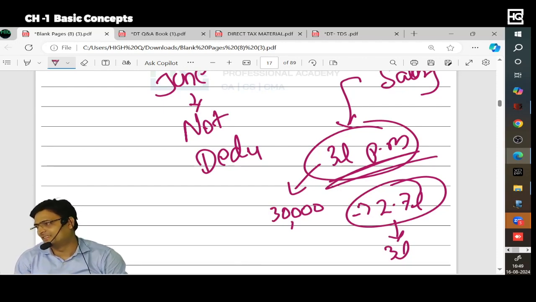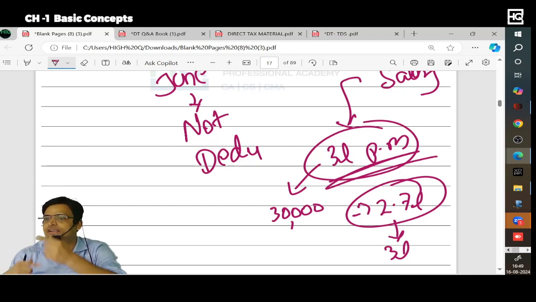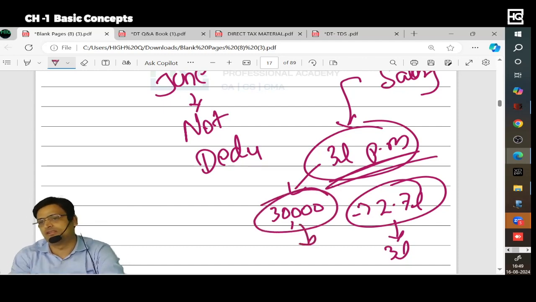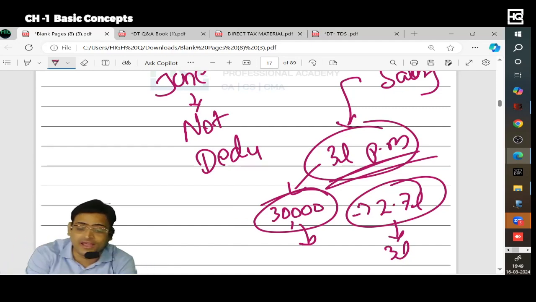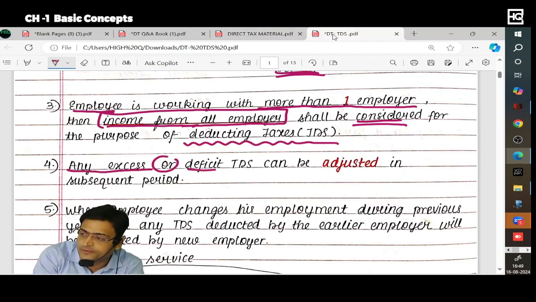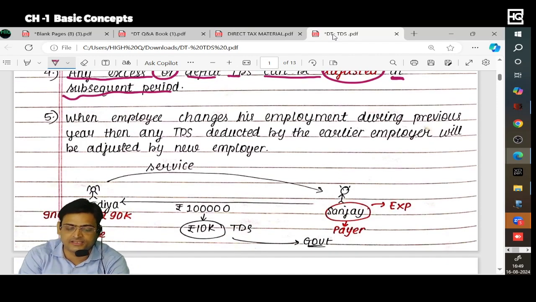Answer is yes. These are technical problems. Sometimes there will be less deduction, sometimes more. It can be adjusted in a subsequent period. If less TDS is deducted, next month you can deduct 60,000: 30,000 this month, 30,000 next. Or if more TDS is deducted, then next month you can deduct lower TDS. So any excess or deficit in TDS can be adjusted in a subsequent period. I hope it is clear.